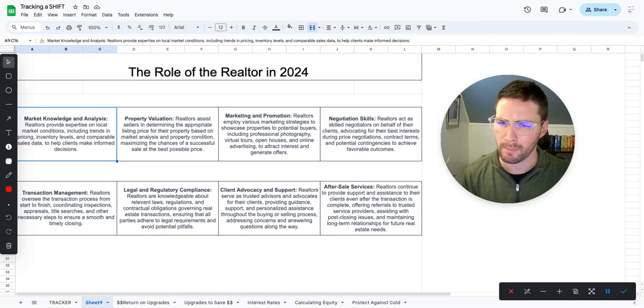All right. Number six, legal and regulatory compliance. Realtors are knowledgeable about relevant laws, regulations, and contractual obligations governing real estate transactions, ensuring all parties adhere to legal requirements and avoid potential pitfalls.